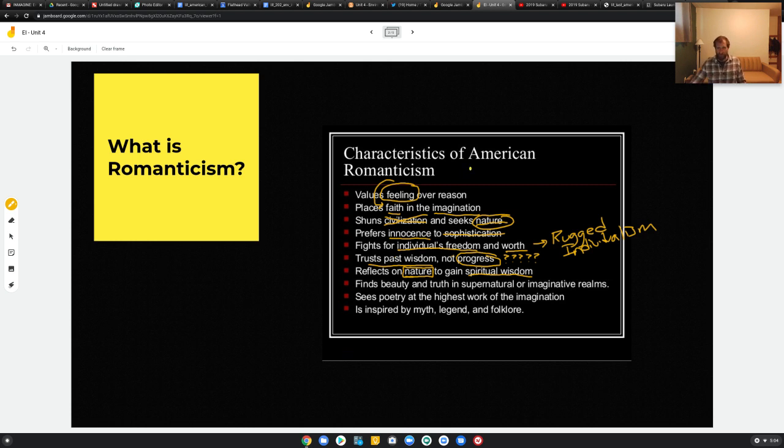Finds beauty and truth in the supernatural or imaginative realms. So I don't know how many of you have read Rip Van Winkle. Many of you probably have not. It's not as common these days as it used to be. But Rip Van Winkle was written by Washington Irving, an early American romantic author. And he has this man who leaves the confines of his little town in the Hudson River Valley, same as the Hudson River Valley painters, and he goes into the mountains, gets drunk with some elves or some supernatural mythical beings. He falls asleep for 20 years.